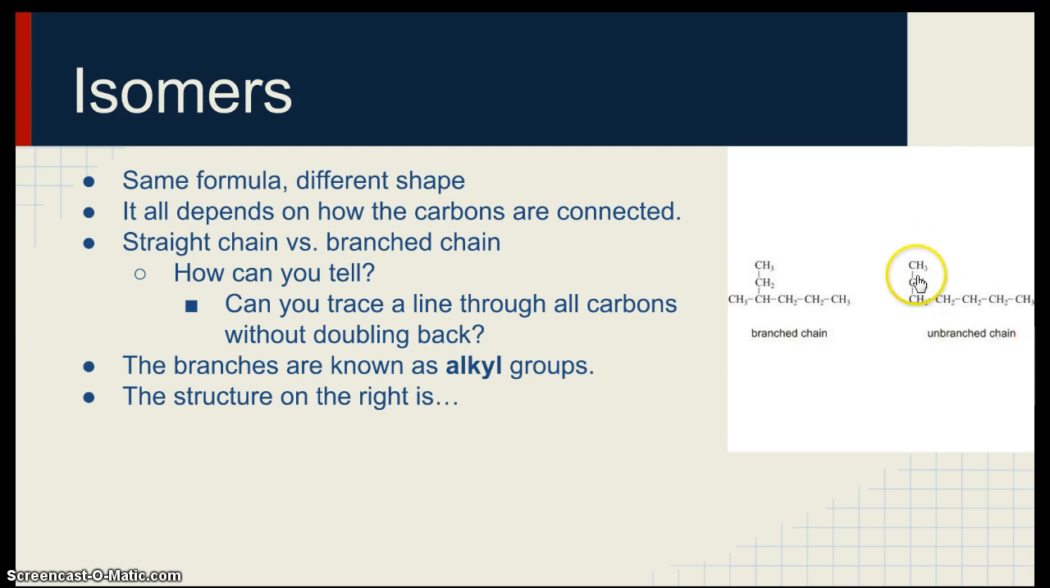And what we have is 1, 2, 3, 4, 5, 6, 7. So the prefix for 7 is hept, and it's all single bonds, so it's heptane. Heptane should be nice and simple. It will require some practice. Don't worry if you don't have it yet.